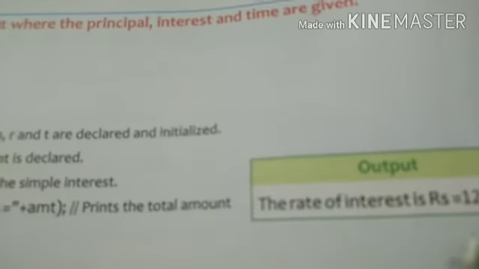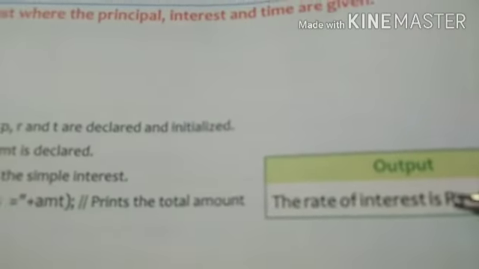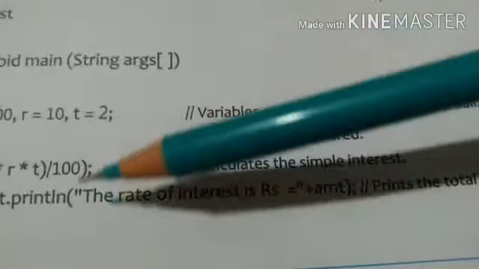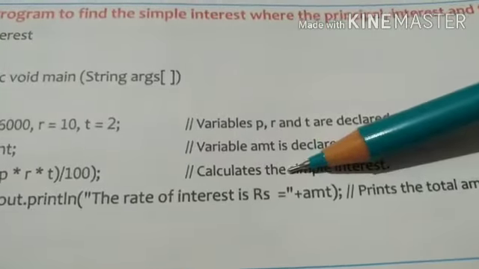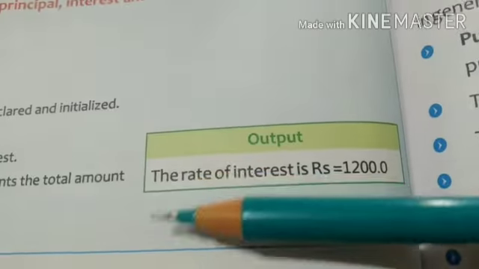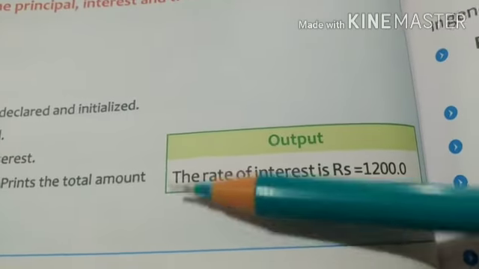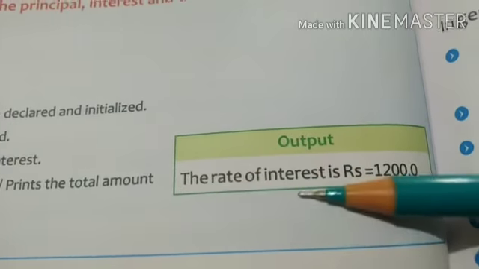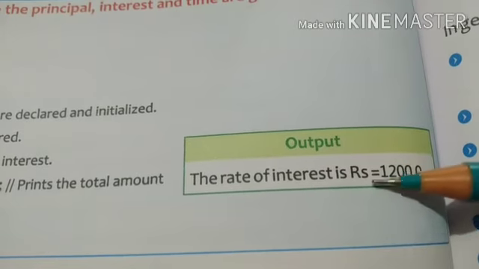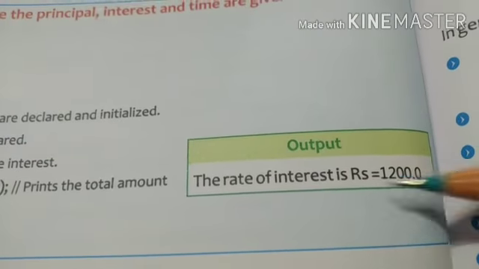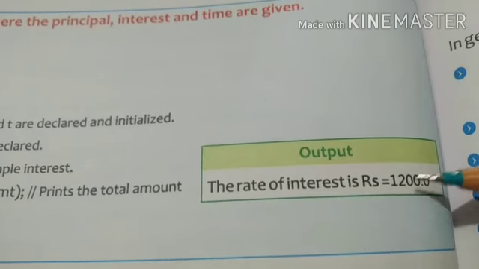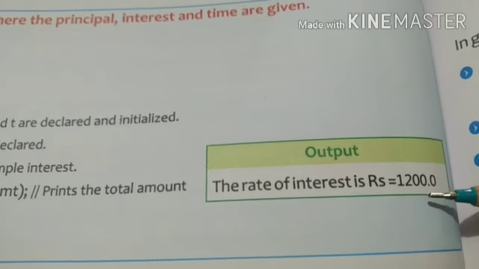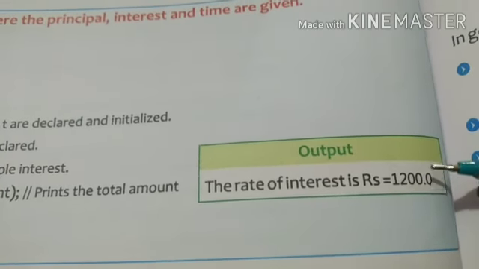Now what about the output? Let's see the output. The output is: the rate of interest is rupees, because you see here we have given double quotes. Under the double quote sign, the rate of interest is written up to rupees is equal to, and then the plus sign was there, meaning the value of amount is joined there, and you can see the decimal is there, and after the decimal it is showing 0.